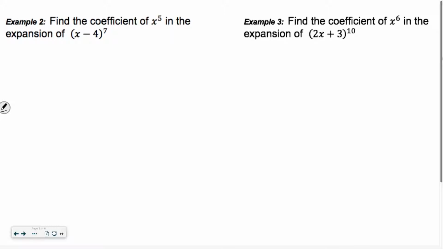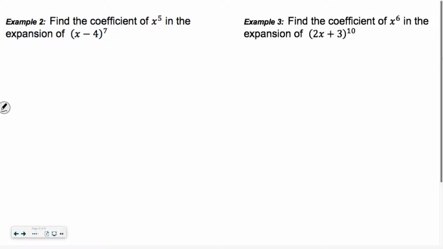Okay, we want to find the coefficient for x to the 5th in the expansion of (x - 4) to the 7th. Now, do I want to expand the whole thing? No, I'm lazy, right? To get just the coefficient of x to the 5th, I don't want to know all the terms that precede x to the 5th.